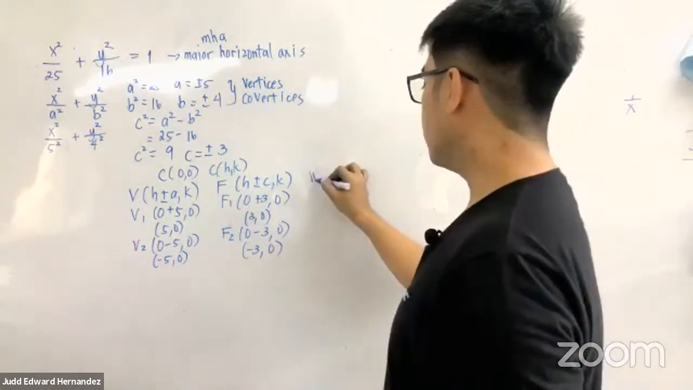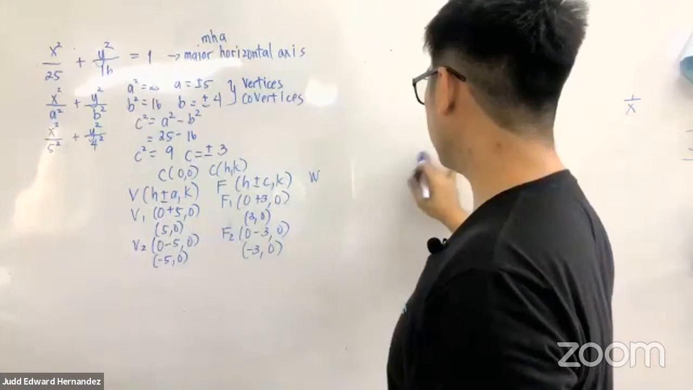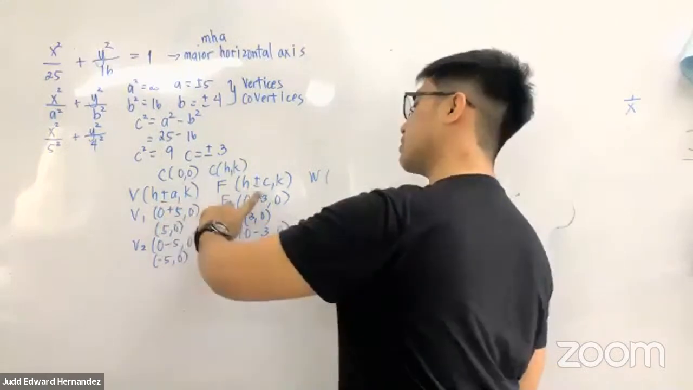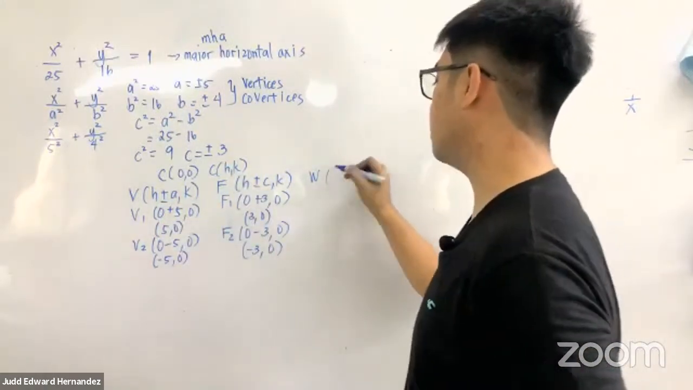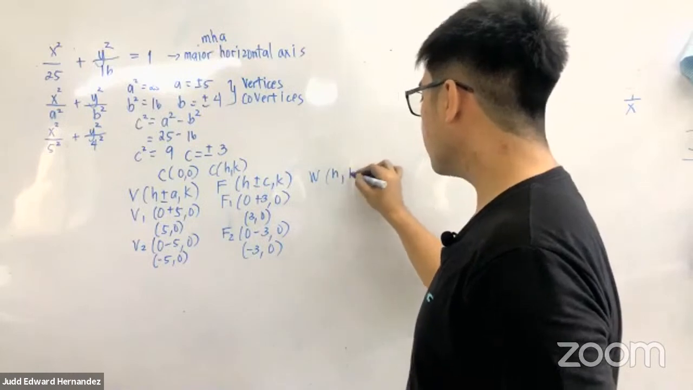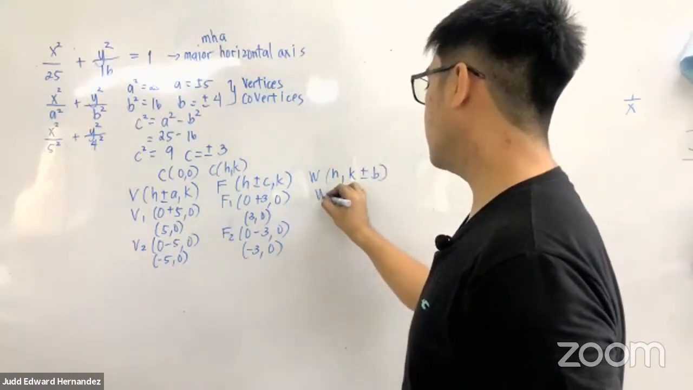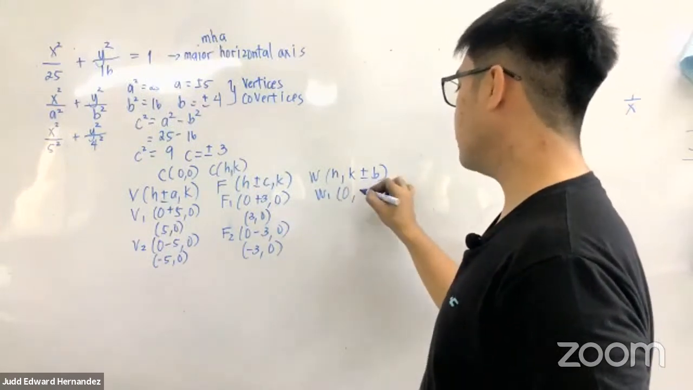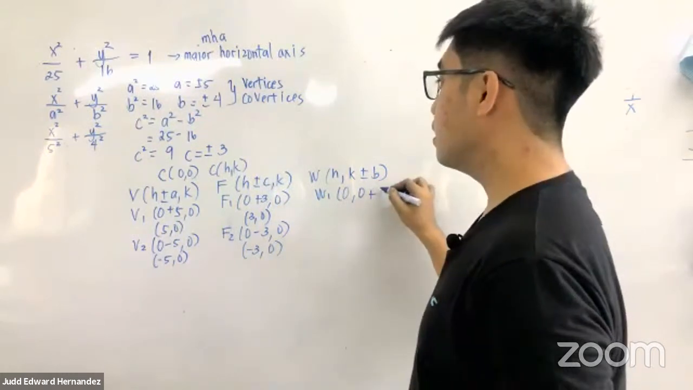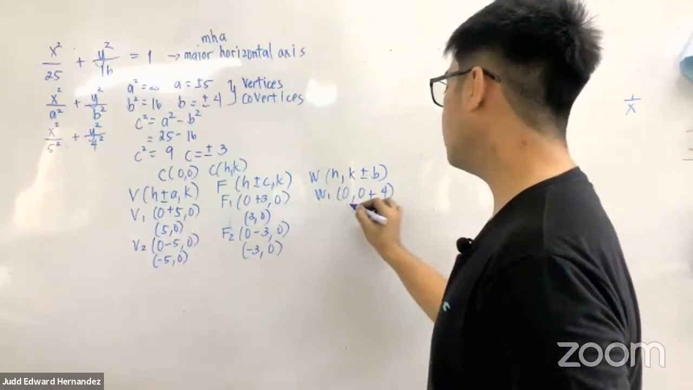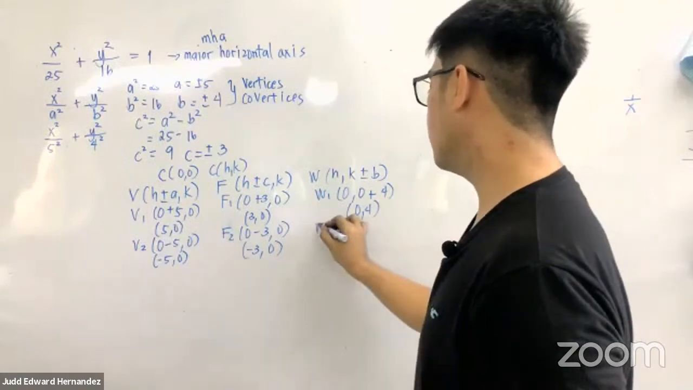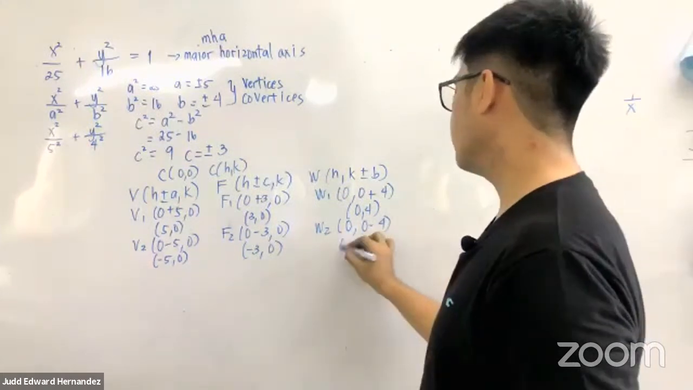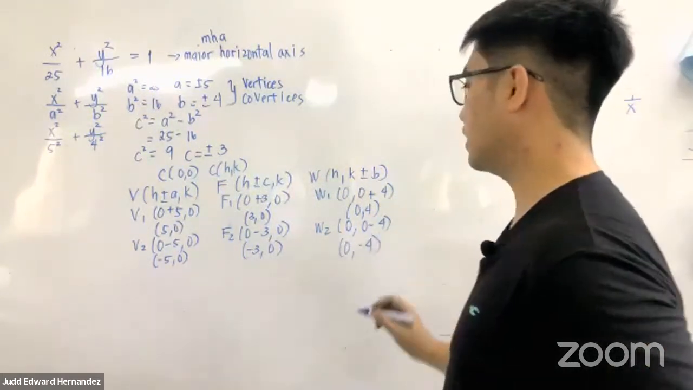Where should the co-vertices be located? Co-vertices W. So, kung ginalaw natin kanina dito si X, ang gagalawin naman natin sa co-vertices natin is si Y. Therefore, it becomes H, K plus minus B. W1 now is, what is our H? 0. K plus B should be 0 plus, what is our B? 4. Therefore, W1 is 0, 4. W2 is now 0, 0 minus 4. Therefore, it is located at 0, negative 4.